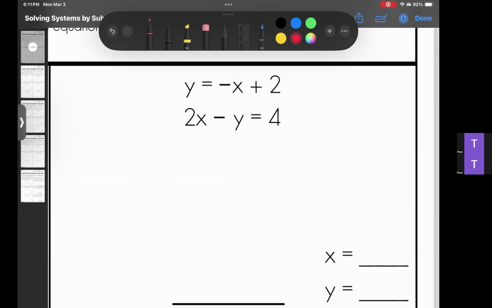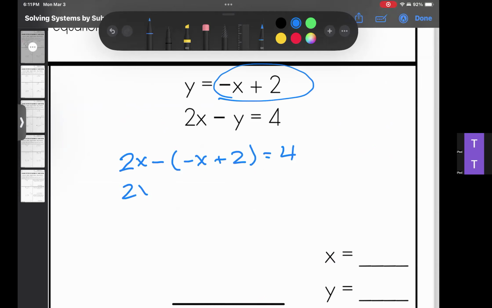Over here, sorry guys, I have a cold. I can substitute in for my y. So 2x minus negative x plus 2 is equal to 4. 2x plus x minus 2 is equal to 4. So just sharing out that negative sign. Negative times a negative is a positive. Negative times a positive is a negative. You end up with 3x minus 2 equals 4.